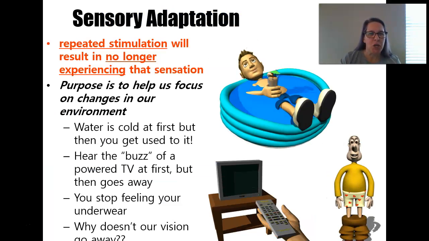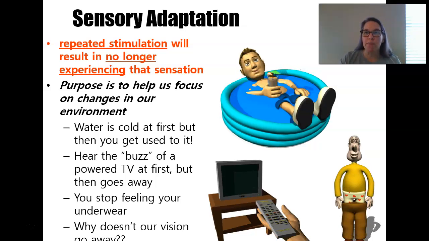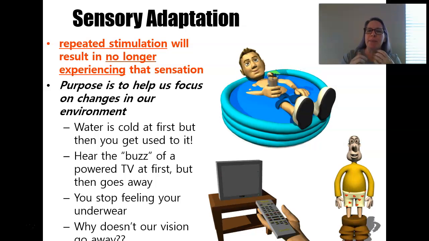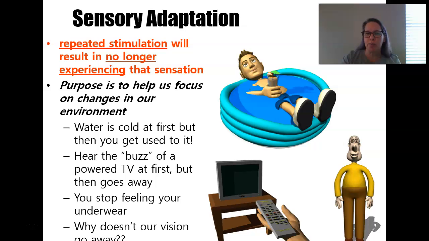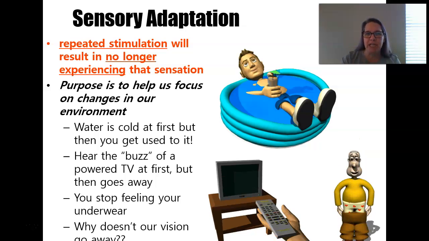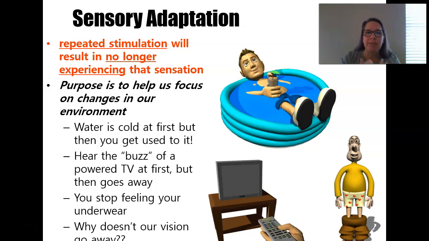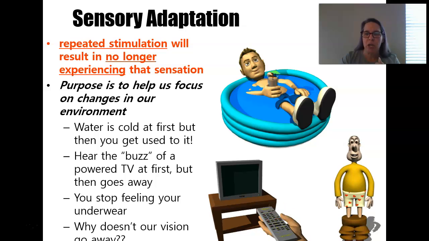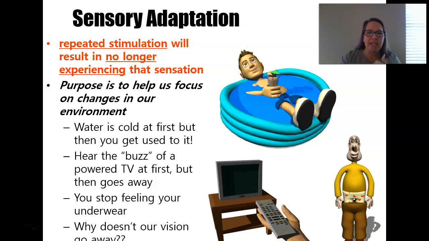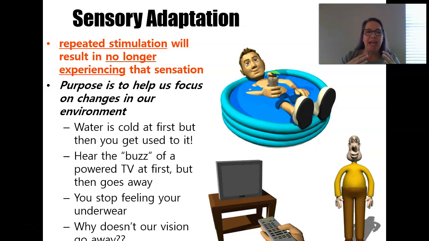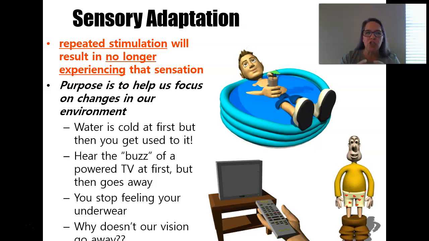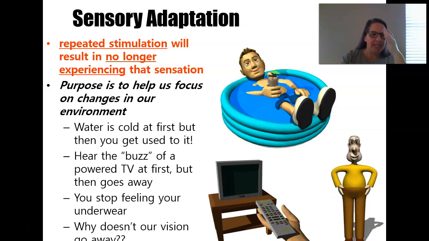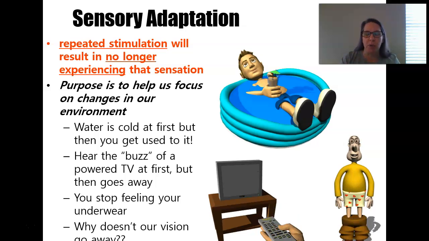Sensory adaptation. Okay, so if you've ever jumped into a pool in the summer and it's really super cold and you're like, oh my God, that's really cold. But then a minute later, it's super comfortable and you're encouraging other people to come in, that is sensory adaptation. So with repeated stimulation, you will no longer experience that particular sensation. This is our brain's way of helping us focus on changes in our environment, but not overly focus on those changes. So in my example, water is cold at first, but then you get used to it.